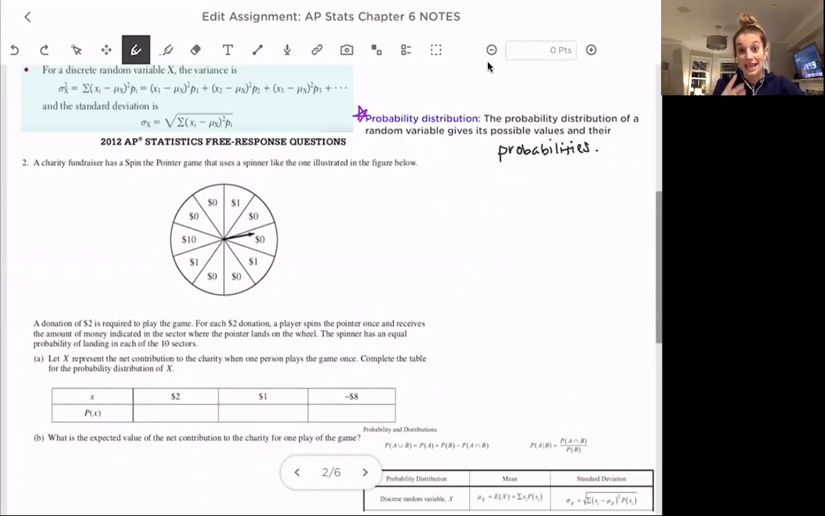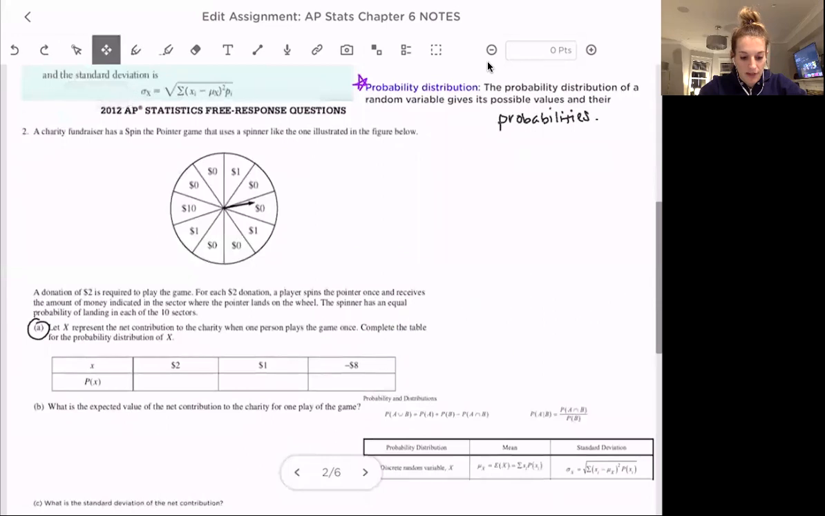So once we get into this example, what you will see in part A of this free response, that table represents the probability distribution because we actually have the possible values that the variable takes on in the table, as well as the probabilities that those outcomes occur. So let's set up the problem.